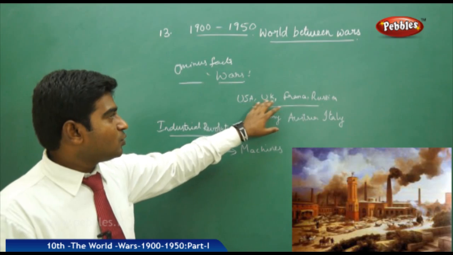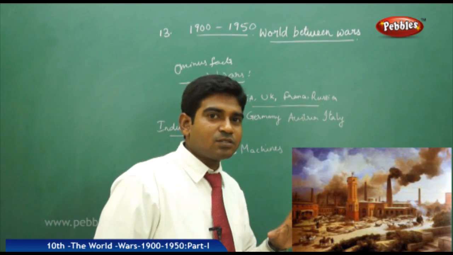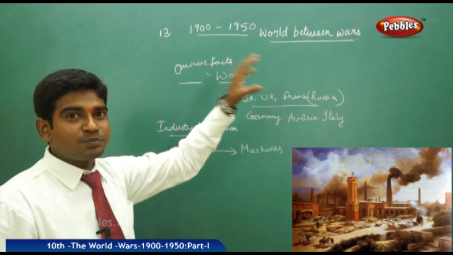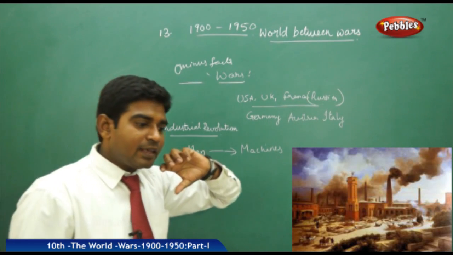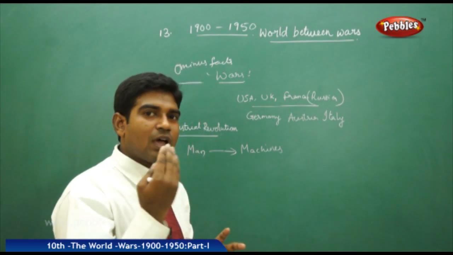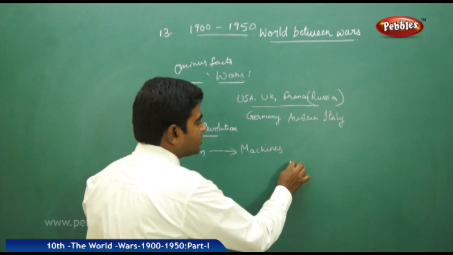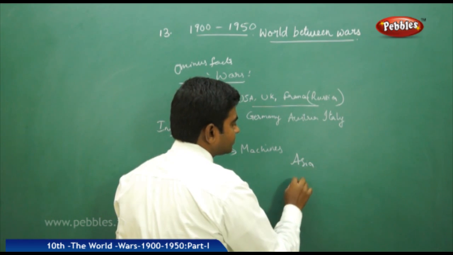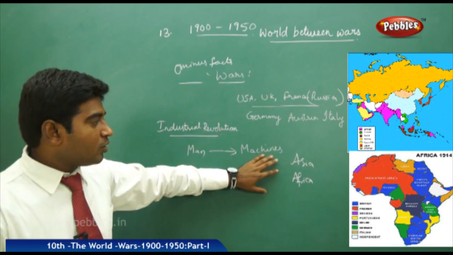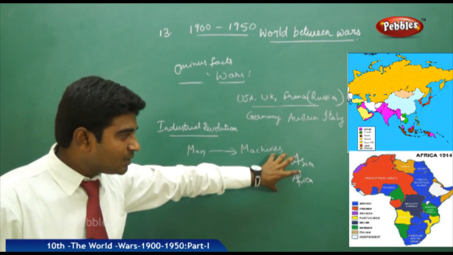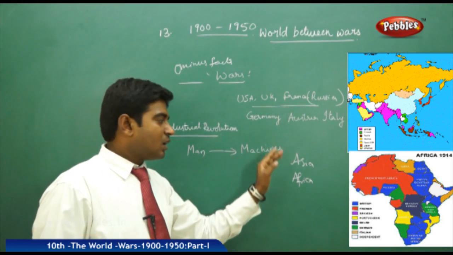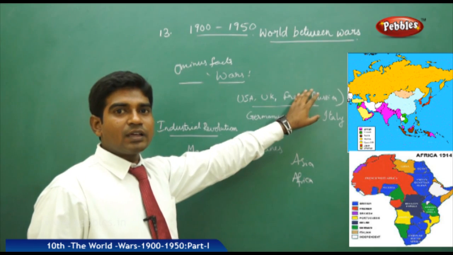Now USA, UK, France and Russia, like Russia in the later part, have experienced the Industrial Revolution and they have their resources. They started to exploit the other countries, the colonial countries of Asia, Africa. These countries started to rule these countries. India also was part of Britain, and many of the African countries were colonial countries of these powers.